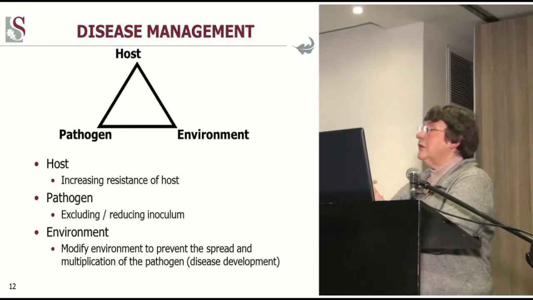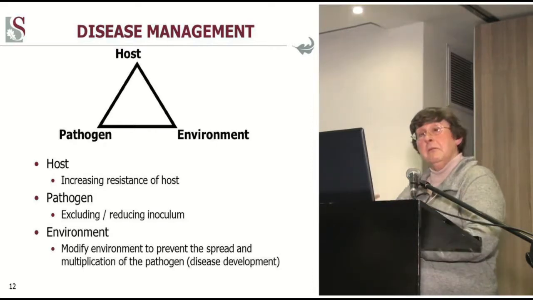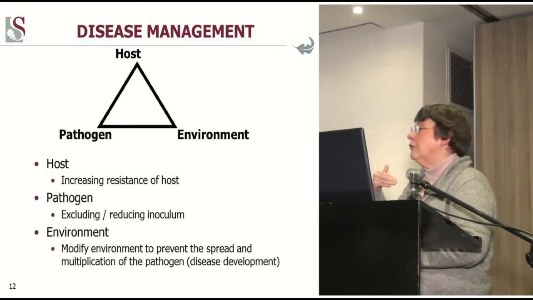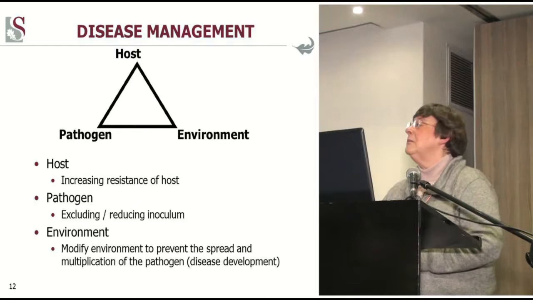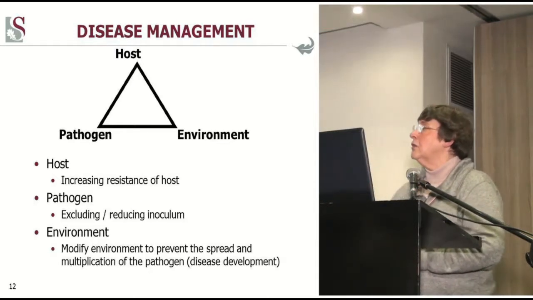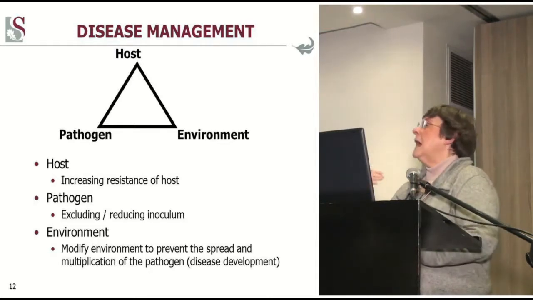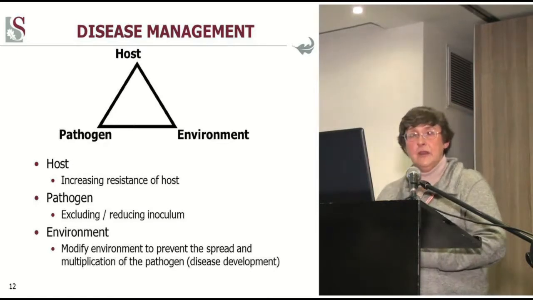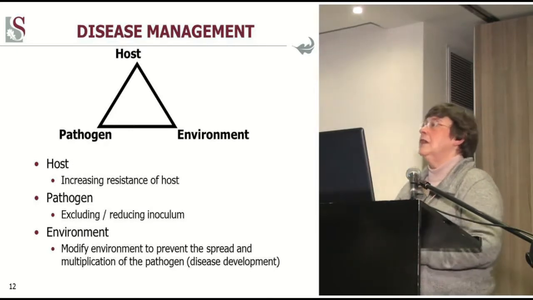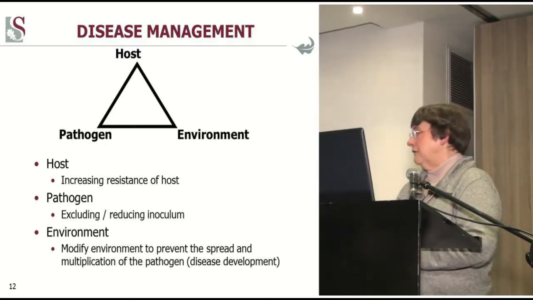Because we've increased the humidity in that area, and also by having very dense plantings, if we're putting on a chemical, are we putting it on properly? Can we get a good enough cover? So by improving our plant densities, we can also reduce those conducive environments.